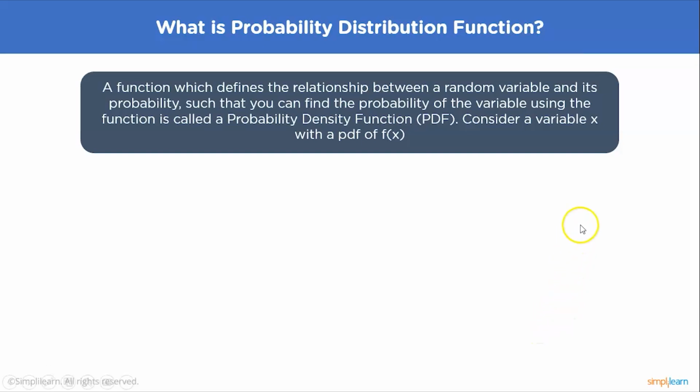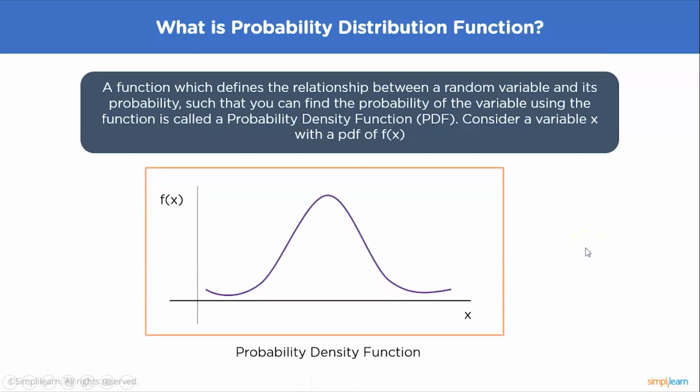Now consider a variable x with a PDF of f of x. This is what your probability density function will look like. There might be a point where the probability of x occurring is very high. Hence, your probability density function, or f of x, will also be very high. At other points, the probability of x occurring is going to be very low. Hence, your f of x is also going to have a very small value.